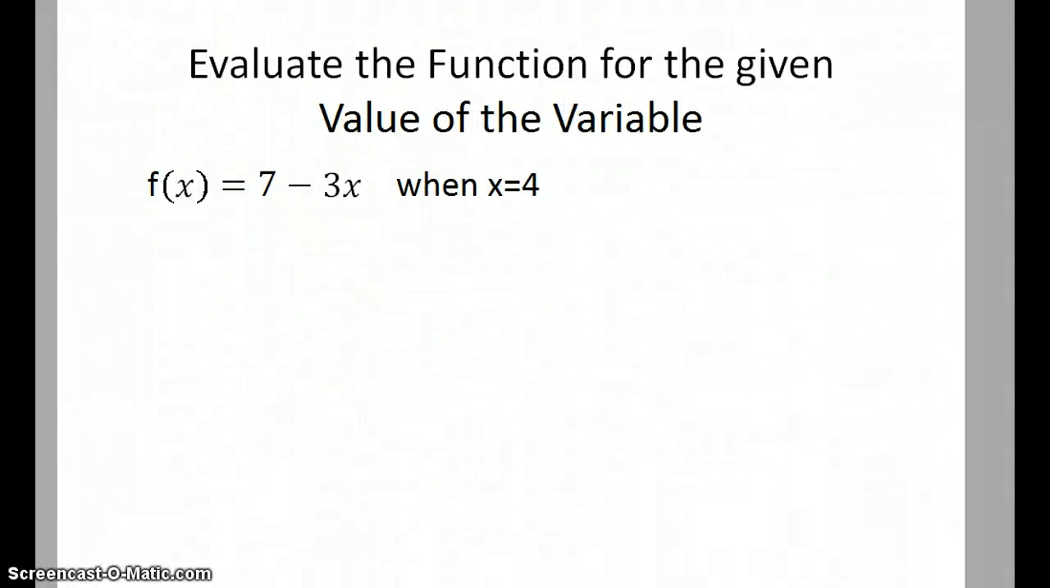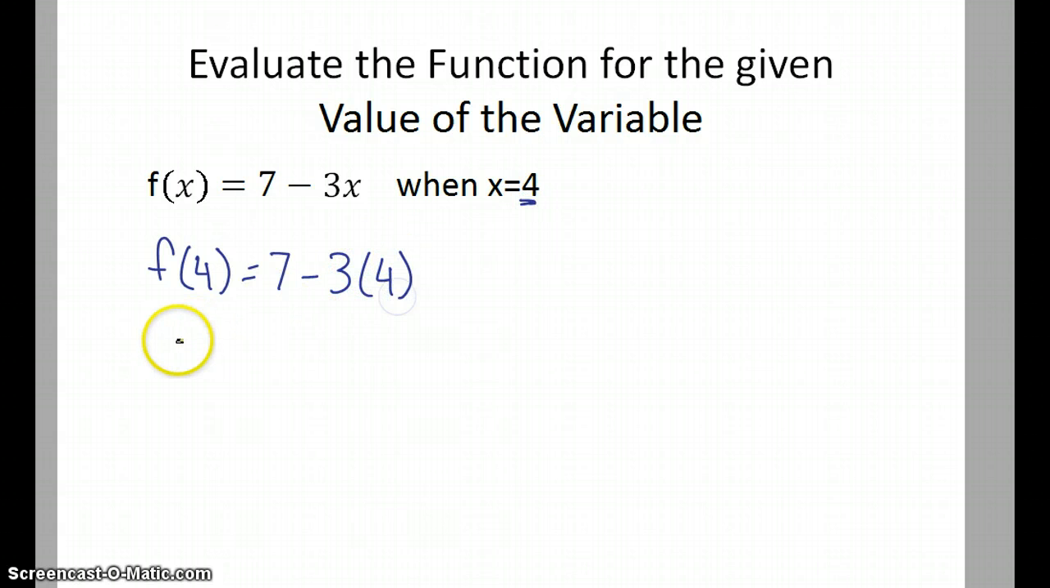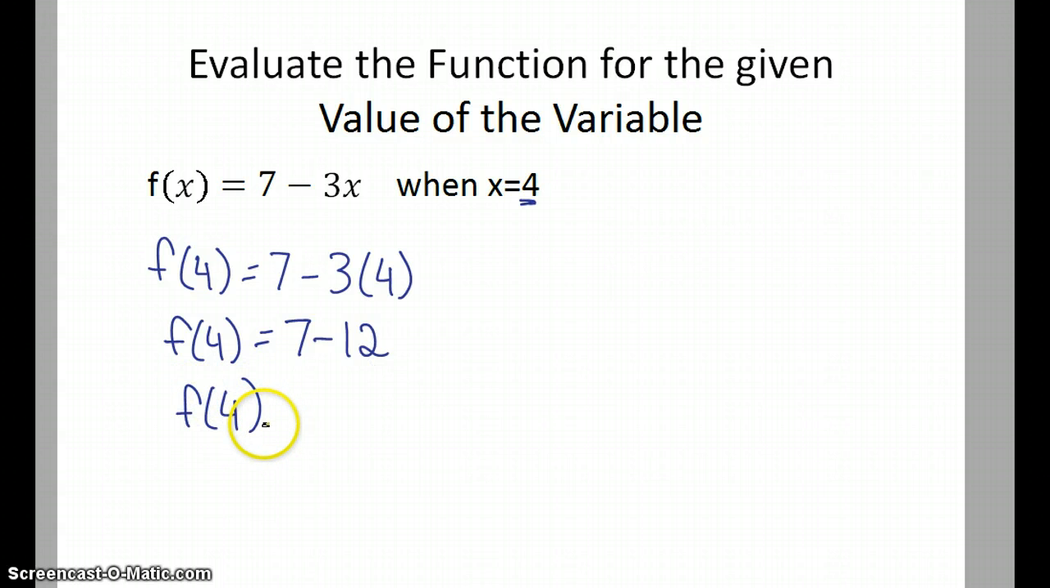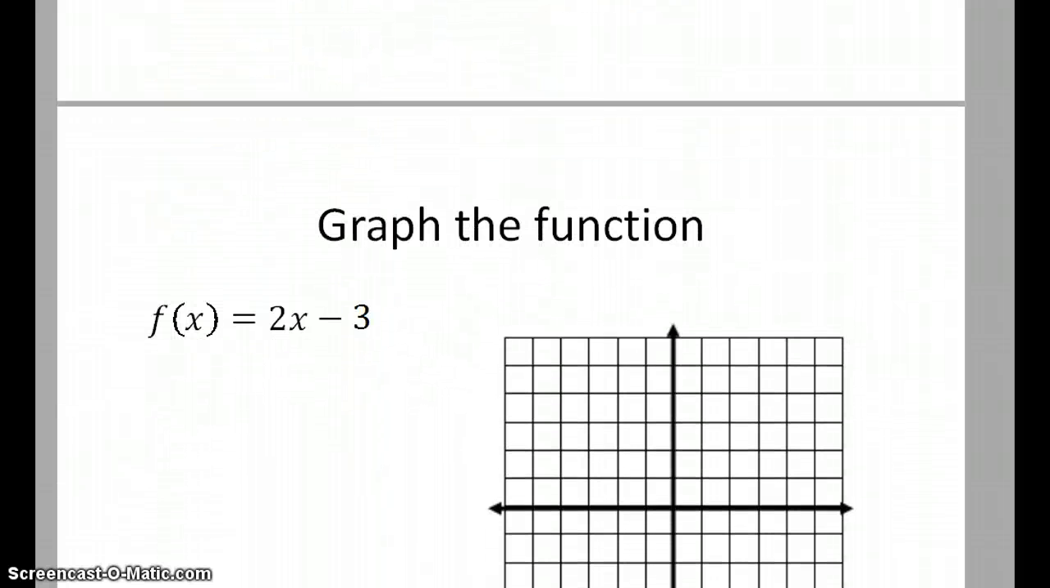One more. F of x is equal to 7 minus 3x when x is equal to 4. So now I have the function evaluated at 4 is equal to 7 minus 3, plug in 4 for x, times 4. F of 4 is equal to 7 minus 12. F of 4 is equal to negative 5. Signs are different. Subtract the small number from the large number. Keep the sign of the large. So this gives me the ordered pair 4, negative 5. So things are working exactly the same. It just looks slightly different.